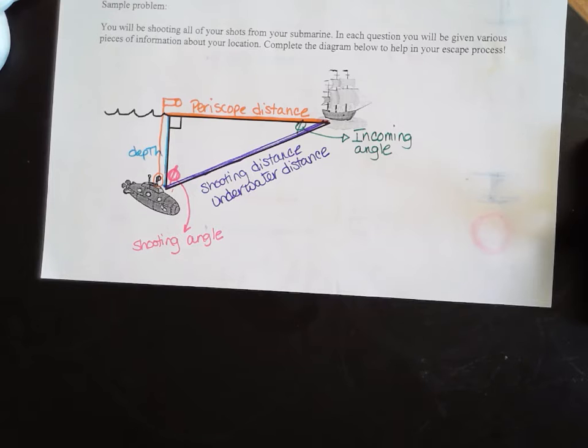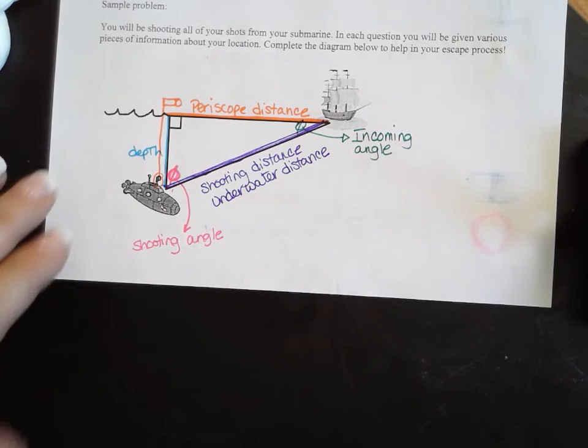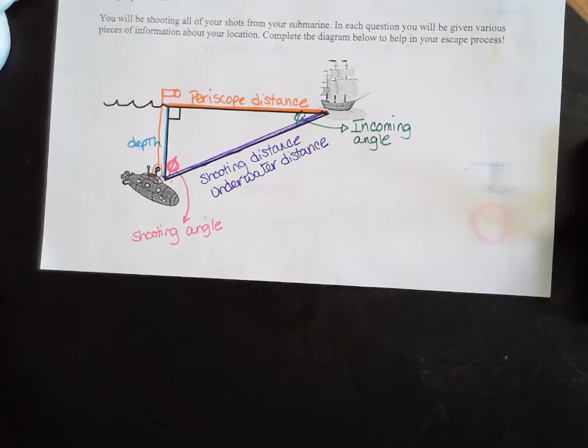Wait, so we used to draw the second one? So, the 6 problems, you don't necessarily have to draw the submarine and the boat, but you definitely will want to draw a triangle. All right? 6 problems. Good? Questions?